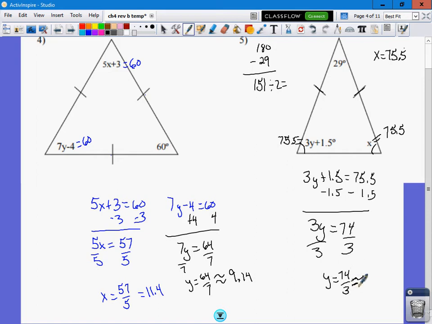This is one that is going to repeat, so I'm going to put approximately equal to when I change it to a decimal. This would be 24.6 repeating, or 24.67, because I would have to round that up.